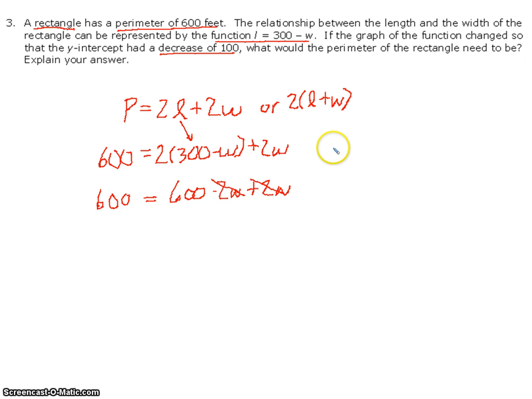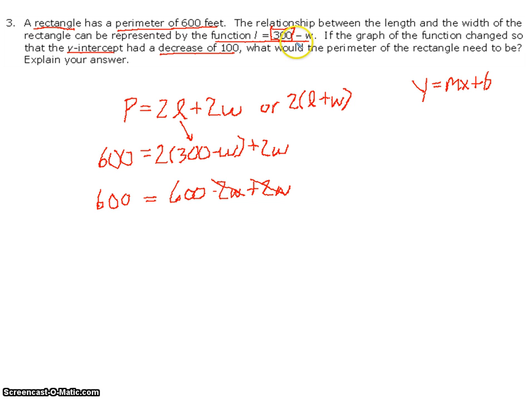So if we use that along those same lines, we should be able to figure out what the new perimeter for our new rectangle is when we decrease the y-intercept by 100. So in our original function, L equals 300 minus W, again, if I'm thinking in terms of y equals mx plus b, remember the slope is the coefficient of x, and the b, which is our y-intercept, is just the constant. Well, in L equals 300 minus W, the 300 is my constant.